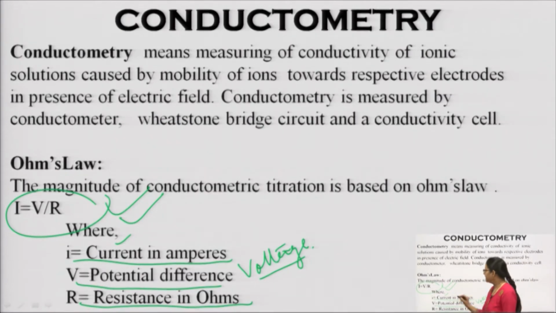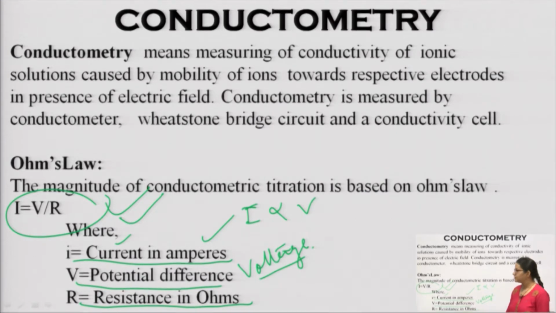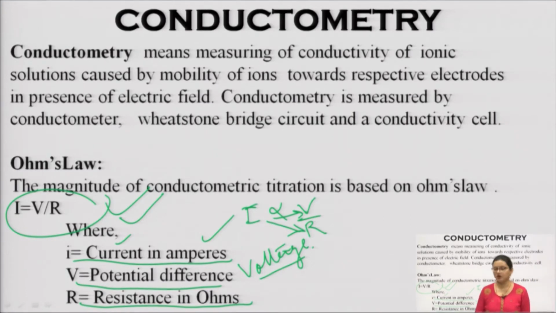Thus, we can say the current in amperes, I, is directly proportional to the voltage or potential difference being generated. The more the voltage, the more the conductance of ions inside the solution, and the more current is generated in amperes. It is inversely proportional to resistance and directly proportional to voltage or conductance.